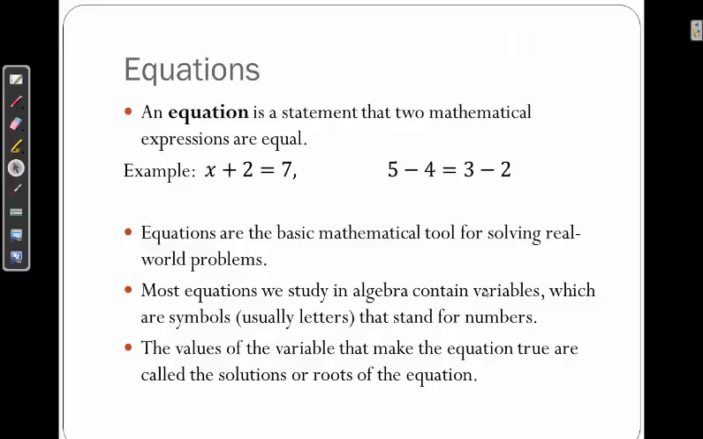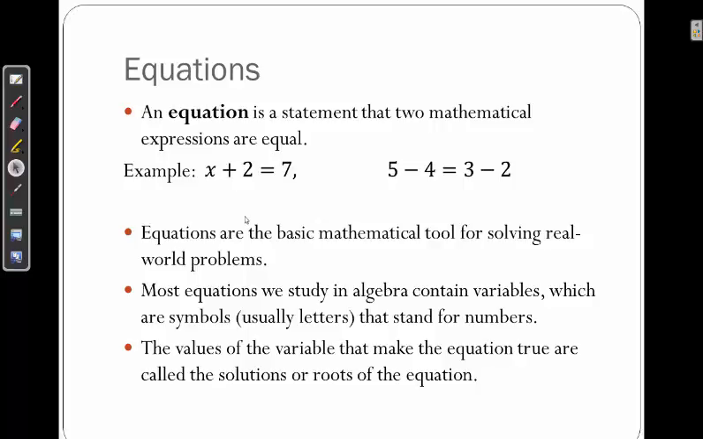So first, some initial definitions. What is an equation? Here's a fairly typical definition. A statement that two mathematical expressions are equal. So here I have an expression equal to another expression. Here is one with no variables, but it's still true. One on this side, one on this side.